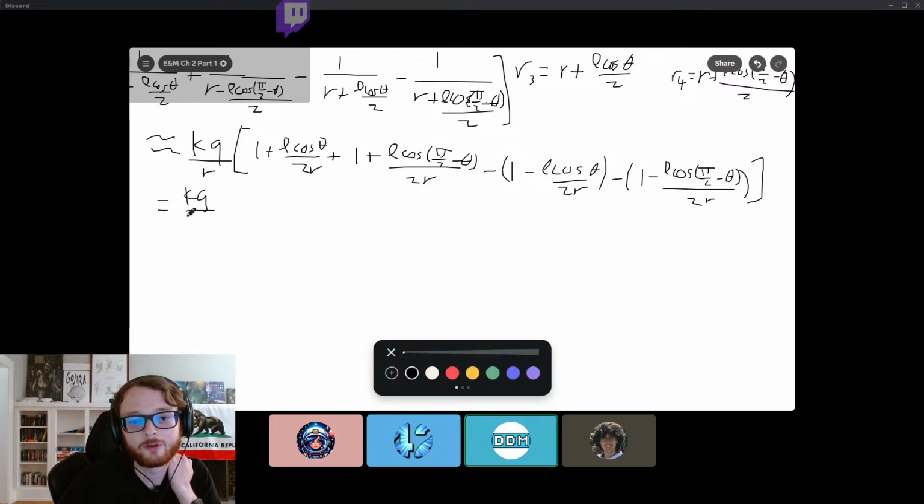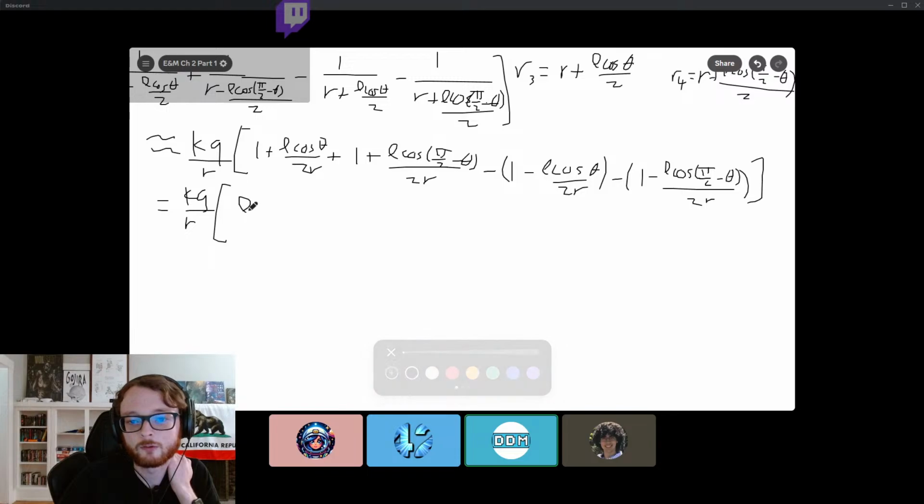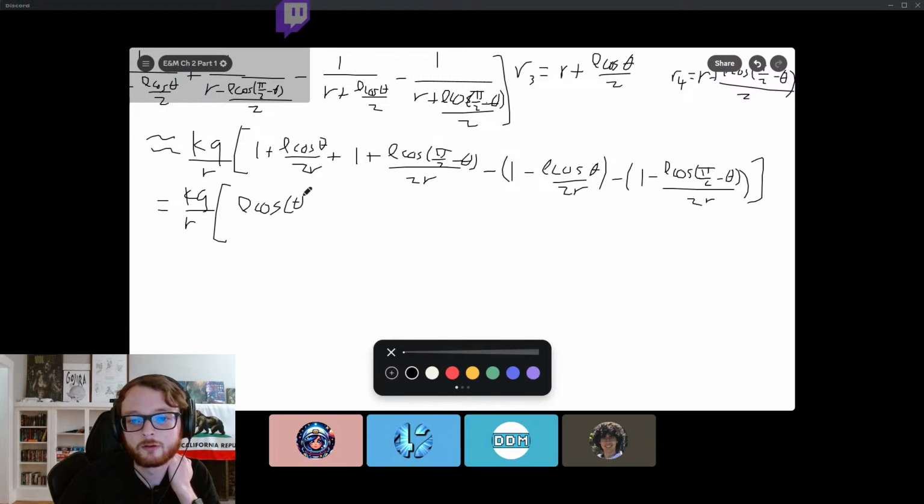I guess we're just combining stuff now. The ones cancel. Oh, wait a second. And we get plus L cosine theta over 2r plus L cosine theta over 2r, which is just L cosine theta over r. And we get a plus and plus for the pi over 2 minus theta. Isn't that sine? Cosine pi over 2 minus theta. Yeah, you can just leave it as is for now, but maybe we'll change it in the next step.